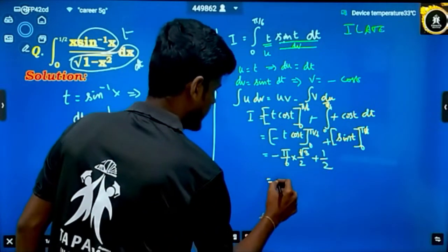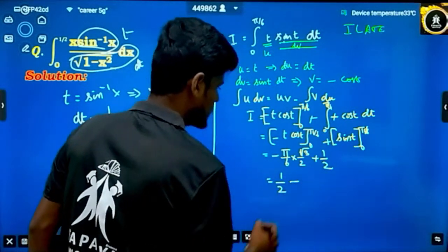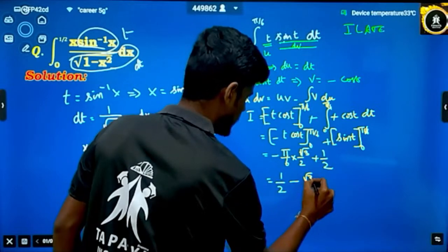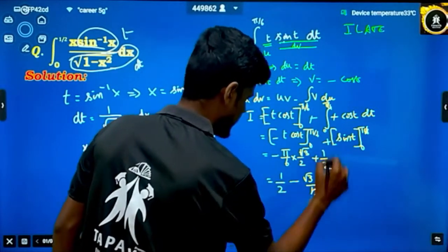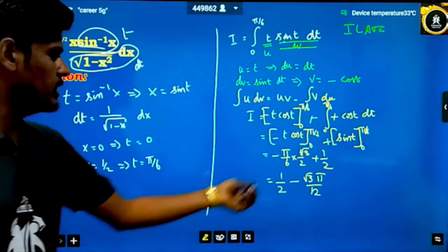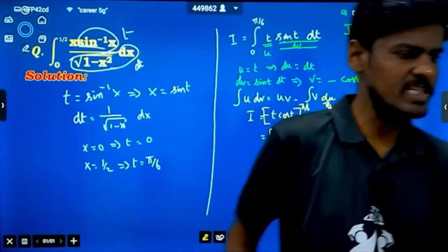So what is the final answer? Final answer is 1 by 2 minus root 3 pi by 12. Easy question.